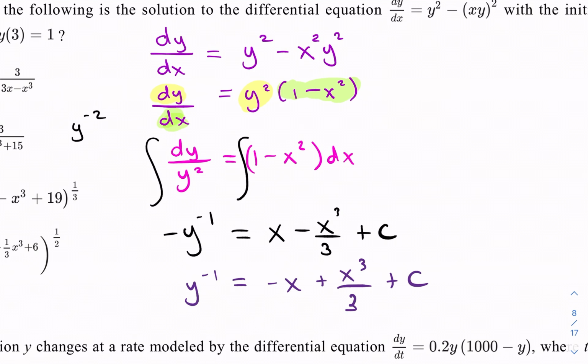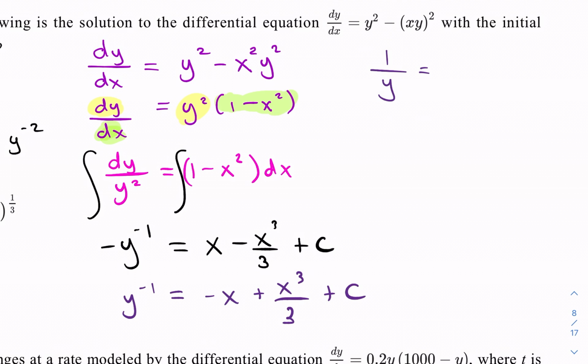Okay, and now at this point, I would probably write it as 1 over y, right? Y to the negative 1 is the same as that. Maybe rearrange this a little bit: x cubed over 3 minus x plus c. Whatever algebra you use to get there is fine, but the key thing is, we're saying the reciprocal of y is this, so that must mean that y is 1 over x cubed over 3 minus x plus c.